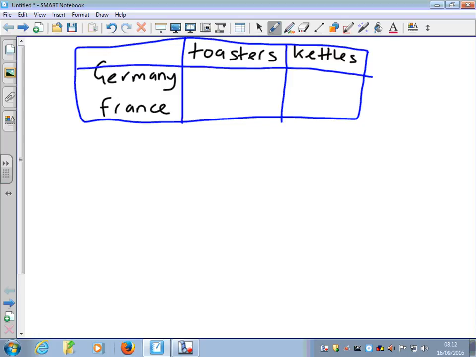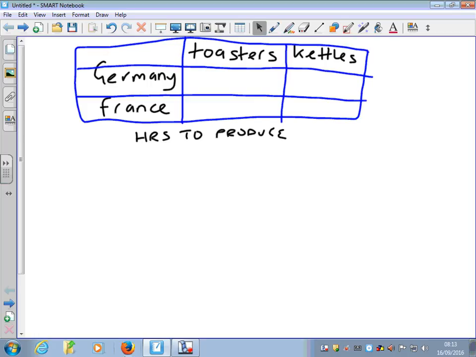I'm also going to assume that these goods are homogeneous, which means that toasters and kettles produced in both economies are identical, so people don't prefer which one they have. Now what we're looking at in this table is the hours to produce these two different items. Okay, now what I'm going to assume is that if we look at Germany first of all, the Germans require 8 hours to produce a toaster. They can produce a kettle in 4 hours.